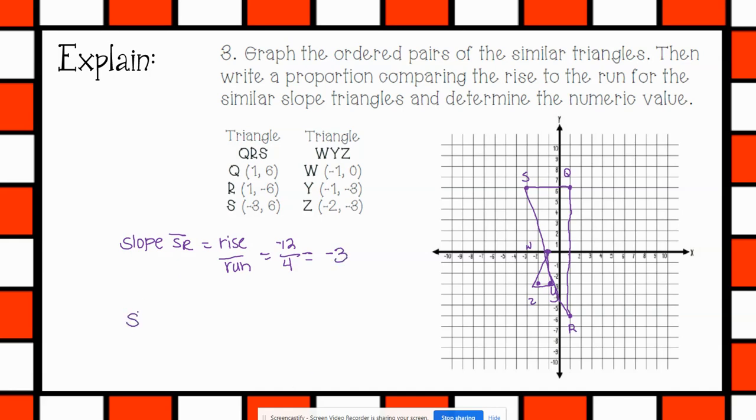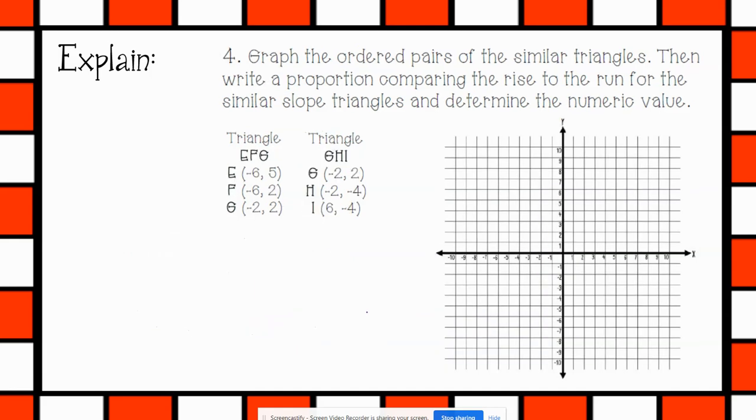Now let's look at the slope for WY. Again, we would have to do rise over run. So to get from W to Y, if I started here, I would have to go down 3 units and then left or right 1 unit. So that's -3 over 1, which gives me -3. So because of that, this is going to also have a slope of -3.